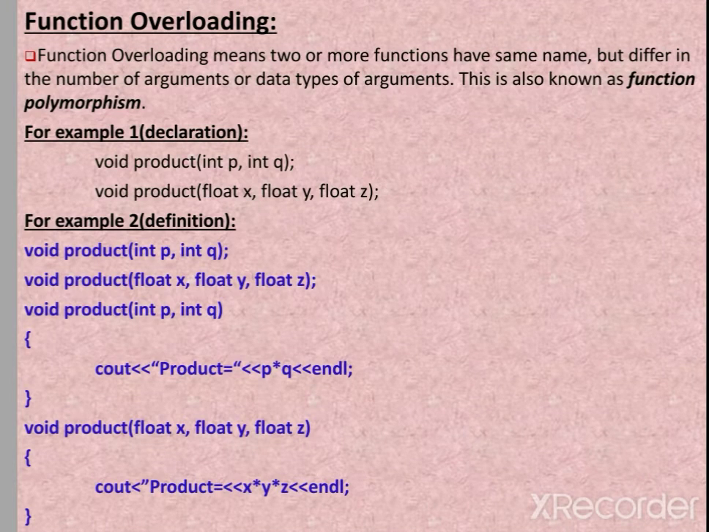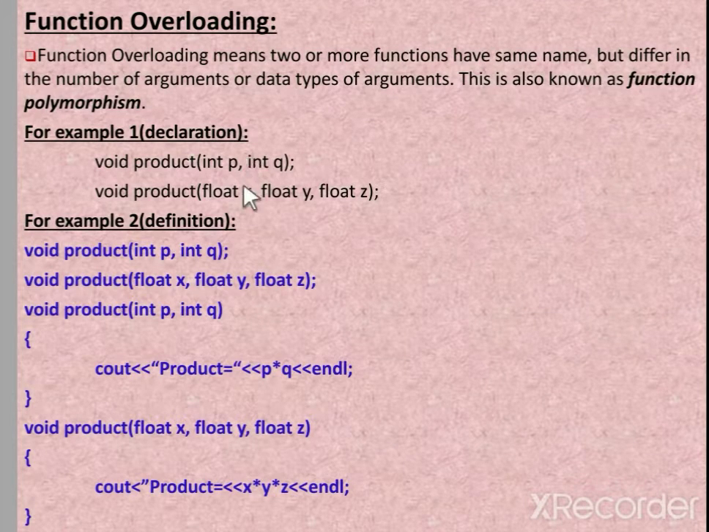Dear students, let's recall what is function overloading. Function overloading means two or more functions have the same name but differ in the number of arguments or data types of arguments. This is also known as what? Function polymorphism.